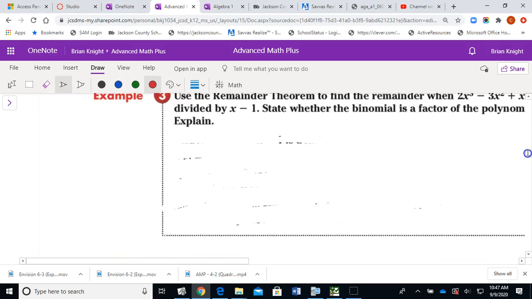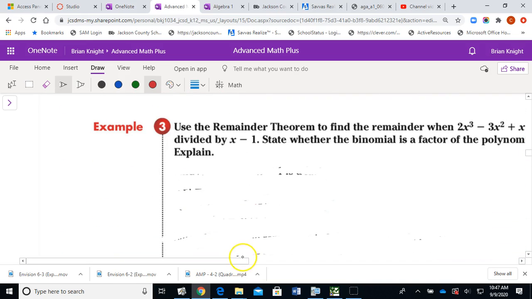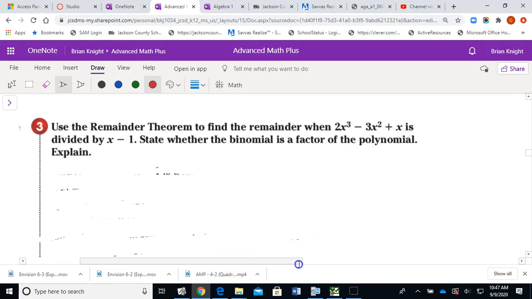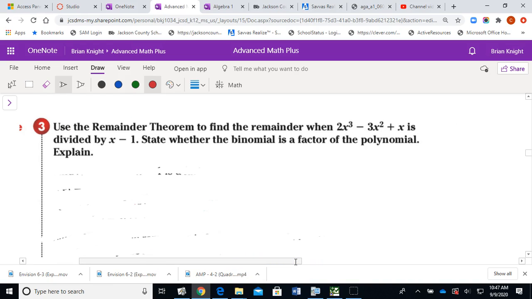Example 3 says use the remainder theorem to find the remainder when 2x to the 3rd minus 3x squared plus x is divided by x minus 1. State whether the binomial is a factor of the polynomial and explain. So we're basically doing the same thing here, okay?